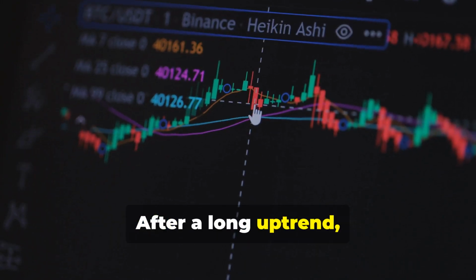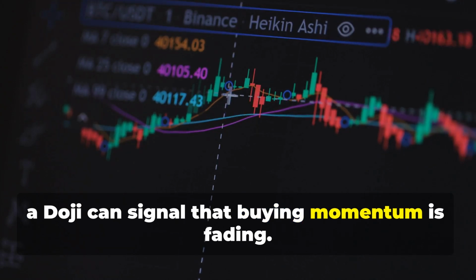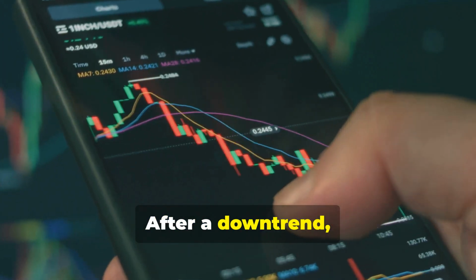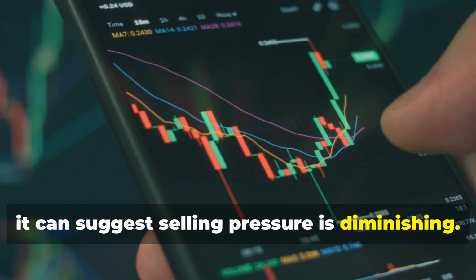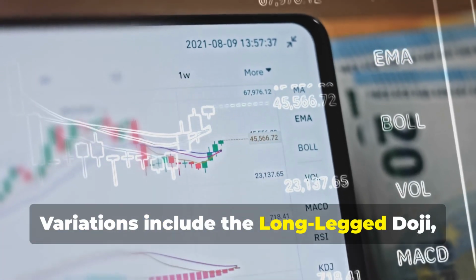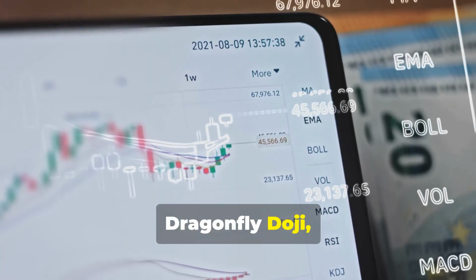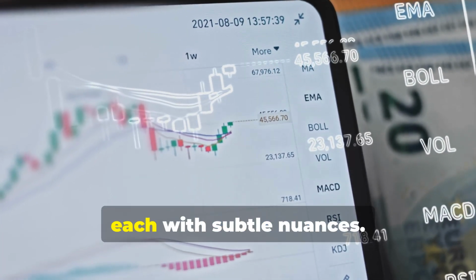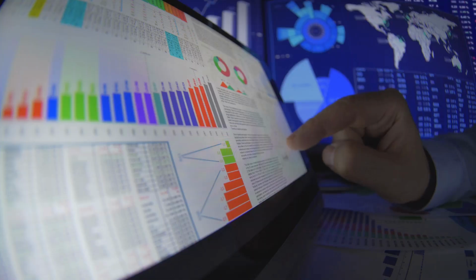After a long uptrend, a doji can signal that buying momentum is fading. After a downtrend, it can suggest selling pressure is diminishing. Variations include the long-legged doji, dragonfly doji, and gravestone doji, each with subtle nuances.